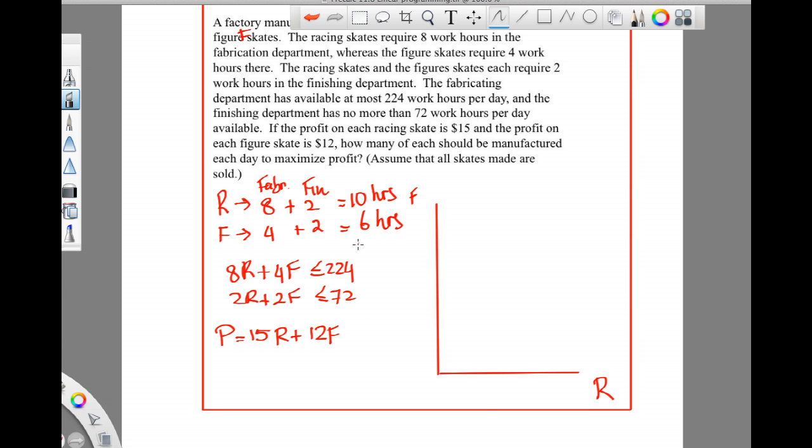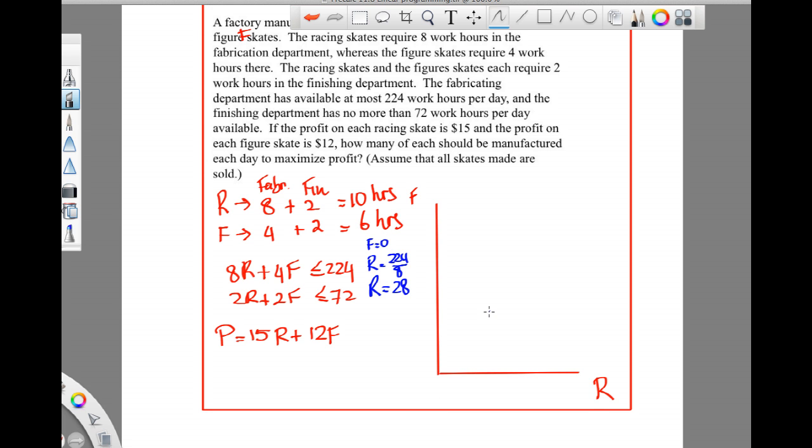I'll use a little bit of different color here. So if I say that the number of figure skates is 0, so I'm going to basically treat this as a linear equation. If F is 0, then the number of racing skates would be 224 divided by 8. So the number of racing skates would actually be 28. So 28 would be a point over here.